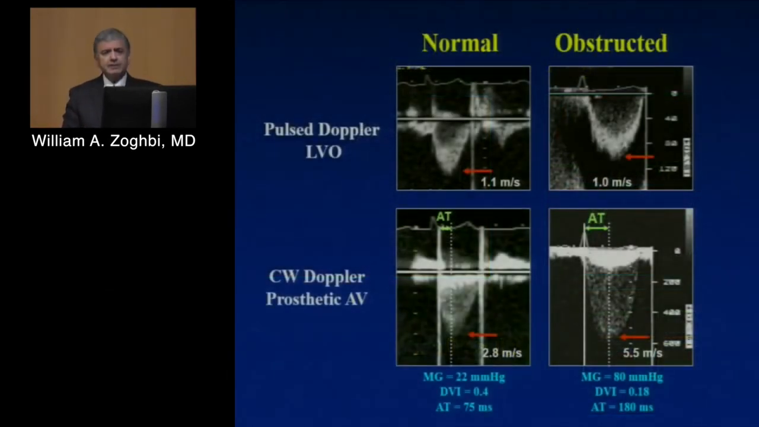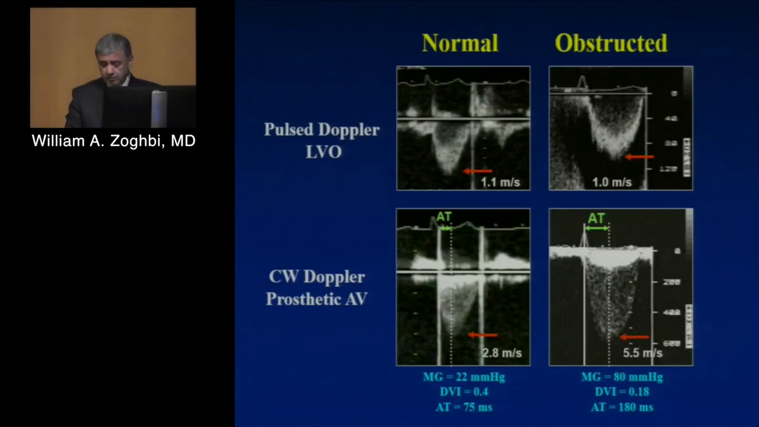So I'll give you two examples here. Normal and obstructed, these are extremes, obviously. Notice that ejection time is much longer for a similar flow. The peak velocity is later. Obviously, the velocity itself and the mean gradient are higher. The Doppler velocity index is much lower.